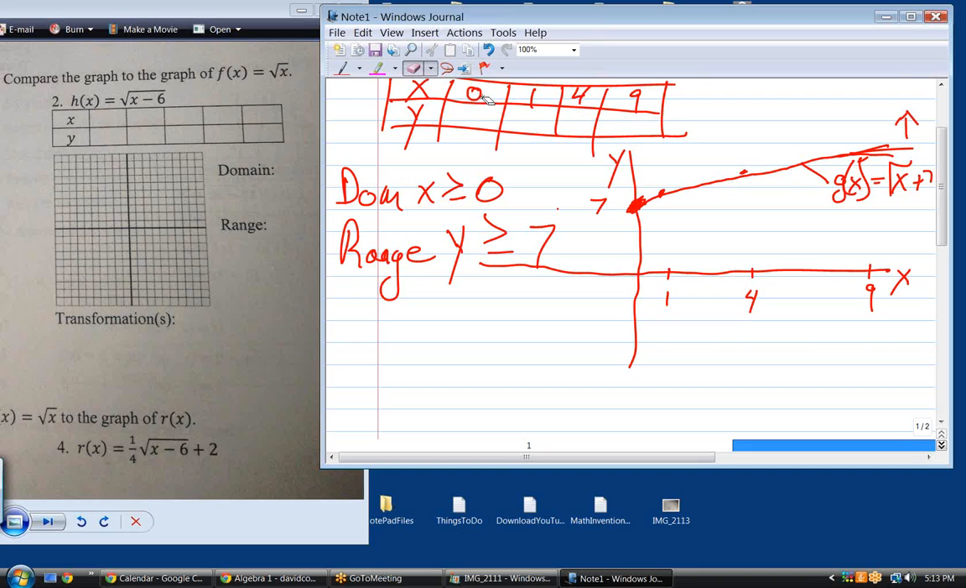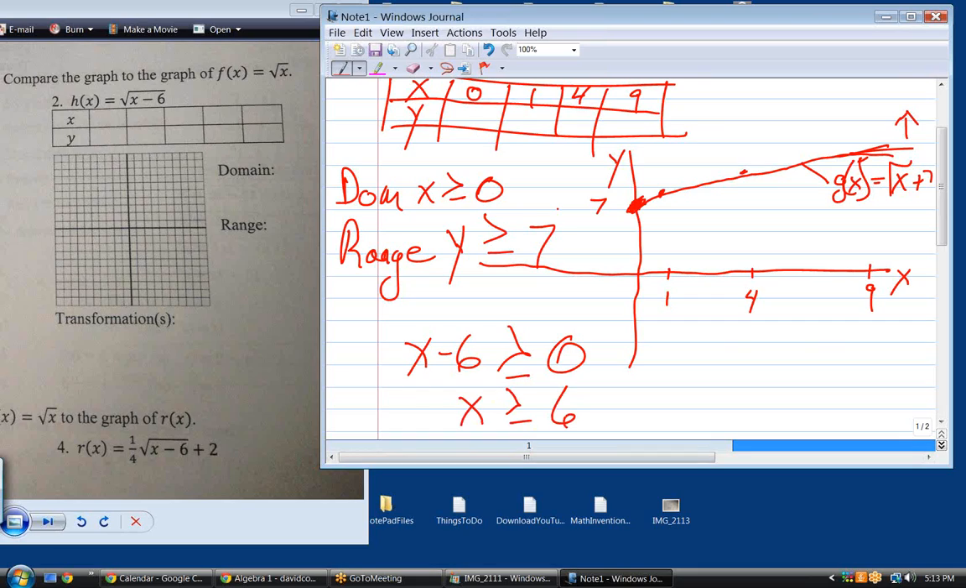Can x be 0? Yes. What would happen if x was 0? It would be a negative, so it can't be 0. Okay. The way to figure out what x can be is to always take whatever's under the radical. In this case, it's x minus 6. That's what's inside the radical. That has to be greater than or equal to 0. Which means x has to be greater than or equal to 6.